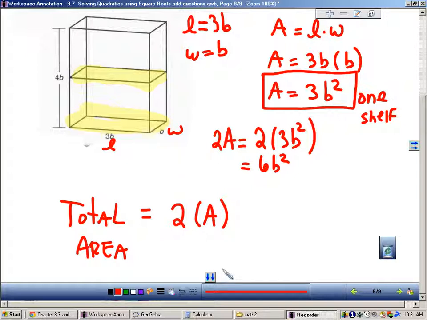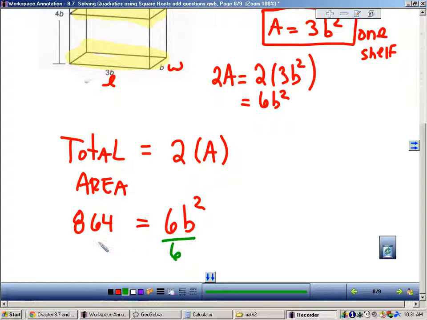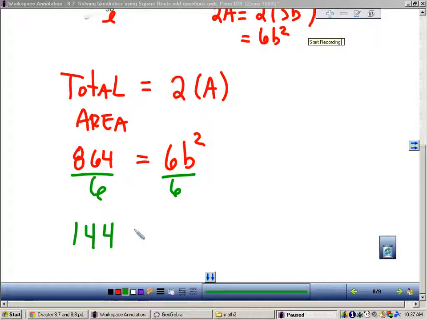And now we know that the total area was 864, right? That was given up top. And so now we can substitute. We can say, okay, 864 is equal to the total area, which is 6B squared. Dividing by 6, and that's 144.